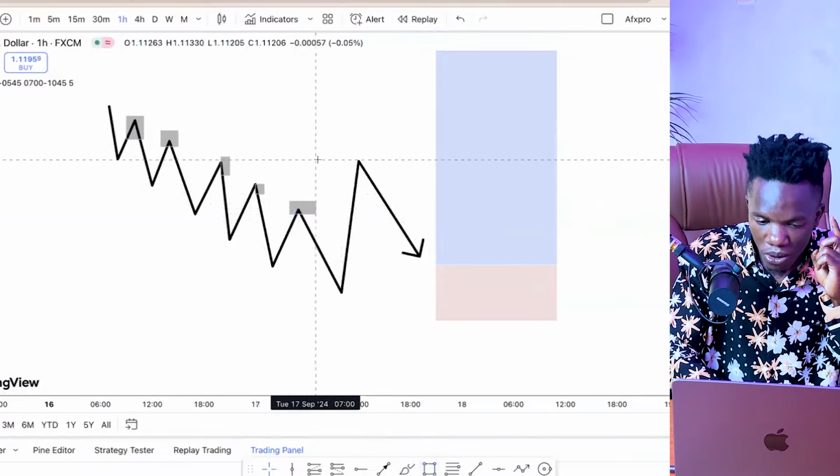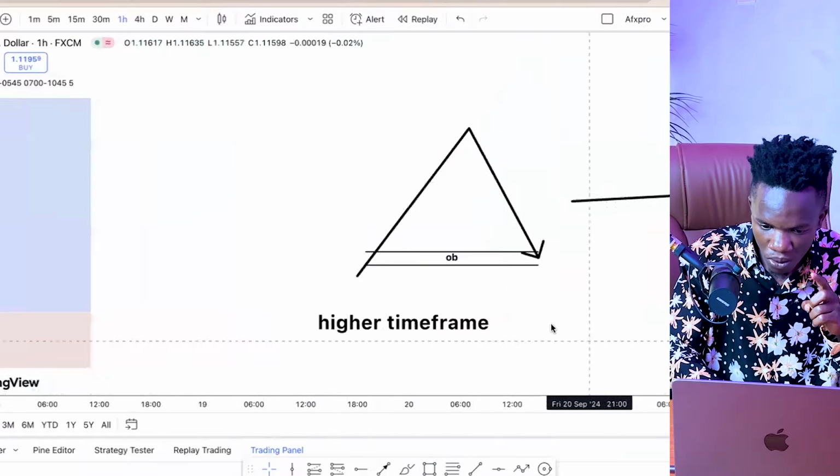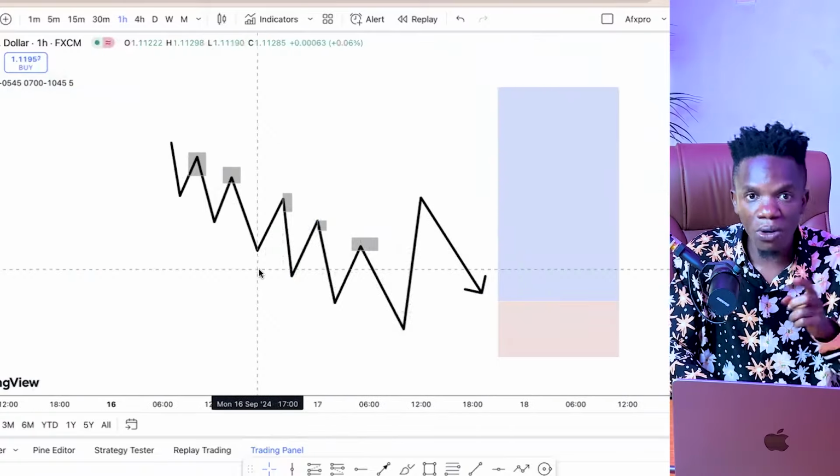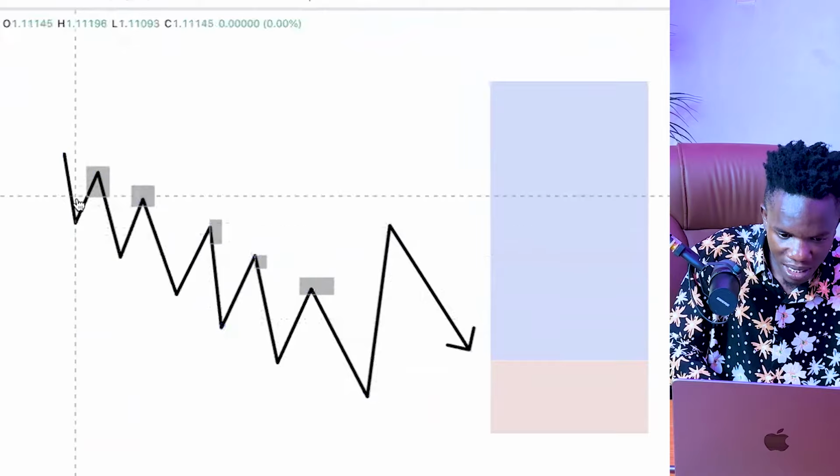Now the other block I'm talking about is not this type of other block. Okay, maybe price comes back for a retracement. It could be that, but that is not what I mean. What I'm talking about is that before any of this turning point, let's start from this first one.